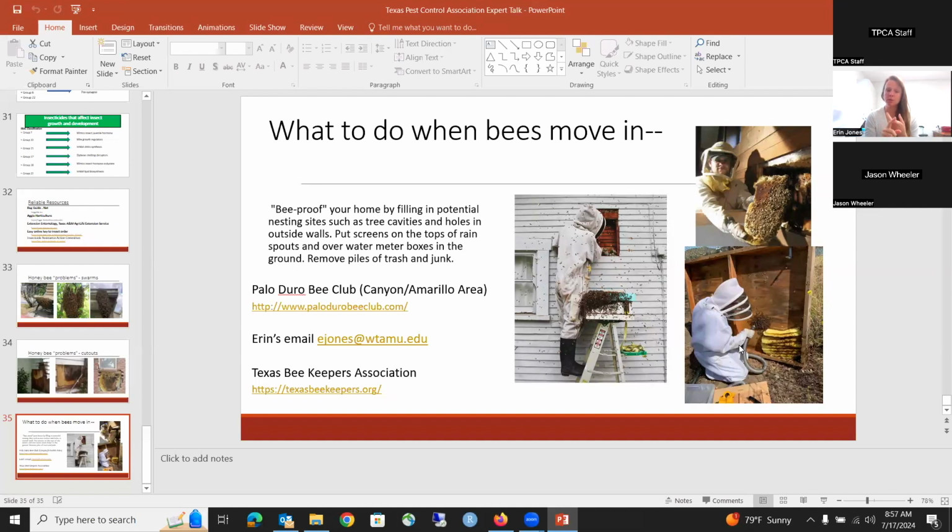If you're in the Amarillo Canyon area, we do have the Powder Bee Club. If you're in the Lubbock area, you have Caprock Beekeepers.